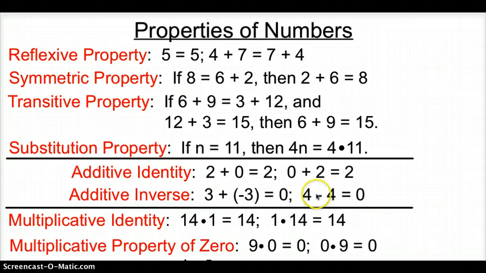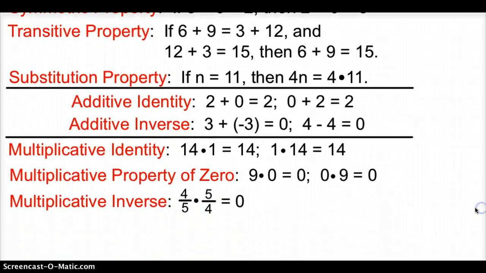Multiplicative identity is the same exact thing. What can you multiply to a number to keep it the same? That's going to be 1. 14 times 1 is always 14. 1 times 14 is still 14. And multiplicative property of 0, 9 times 0 is 0. 0 times 9 is 0. Anything times 0 is 0. And let's see if we have one more guy down here. The multiplicative inverse is when you flip your fractions, it's going to go back to 1, right? Just want to make sure you're paying attention.